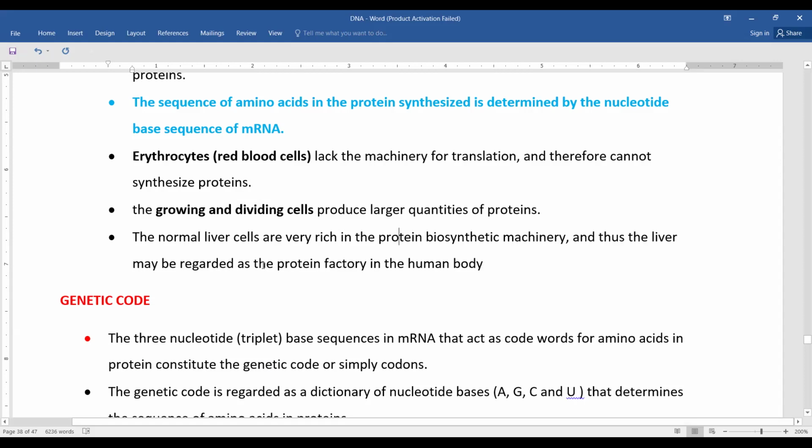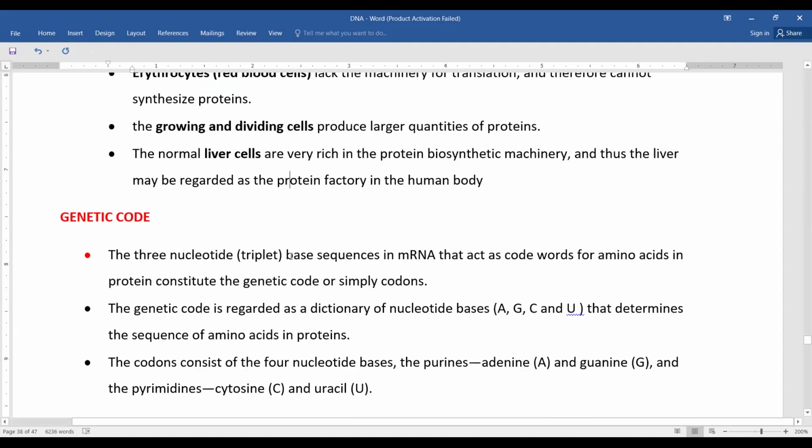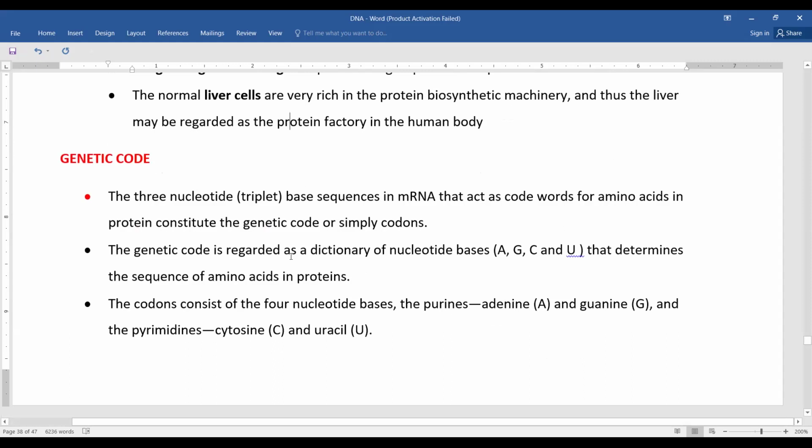Simple. In the normal body, liver cells are the cells in which very rapid and vast, a large amount of protein synthesis takes place. That's it. So now today we try to understand the genetic code. What is the genetic code? Just now we have seen what the genetic code is. The 3 nucleotide or triplet base sequences in what? mRNA.